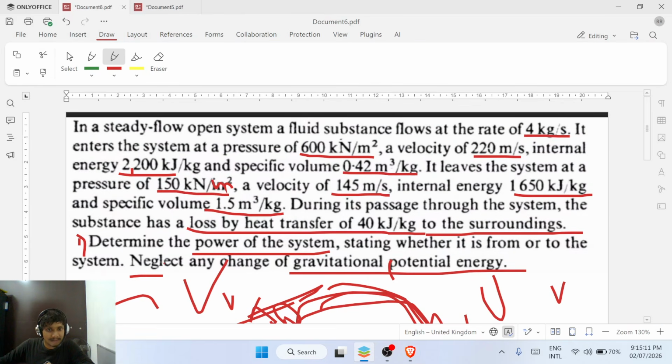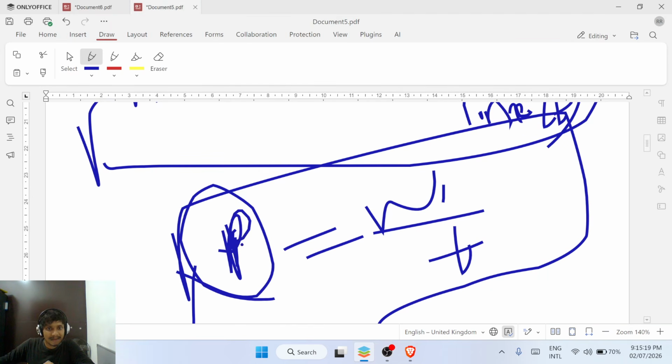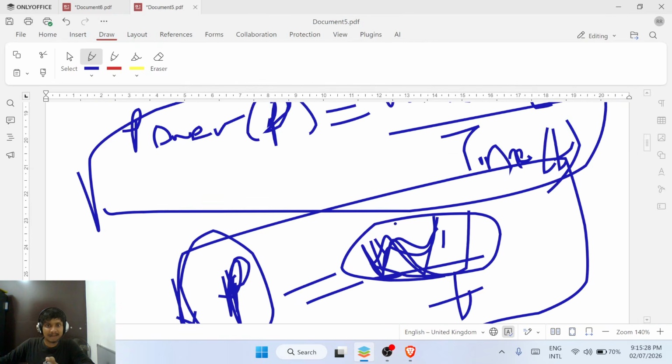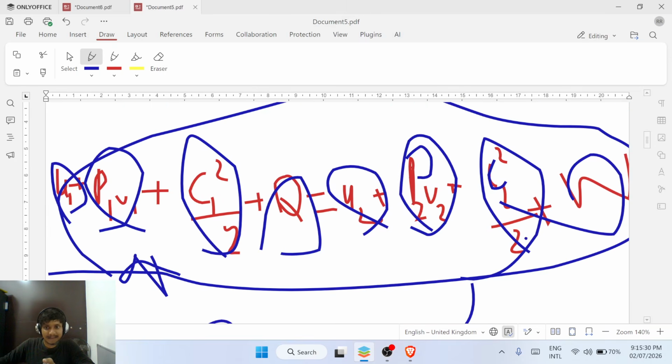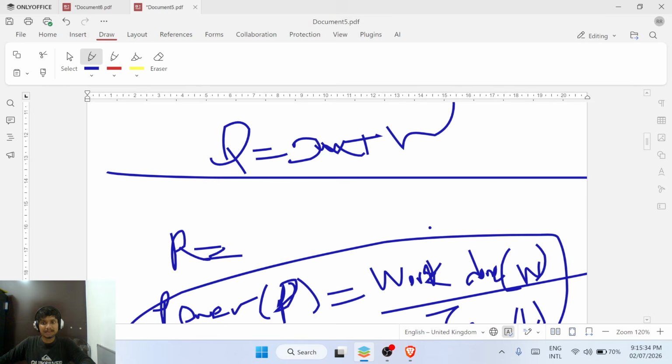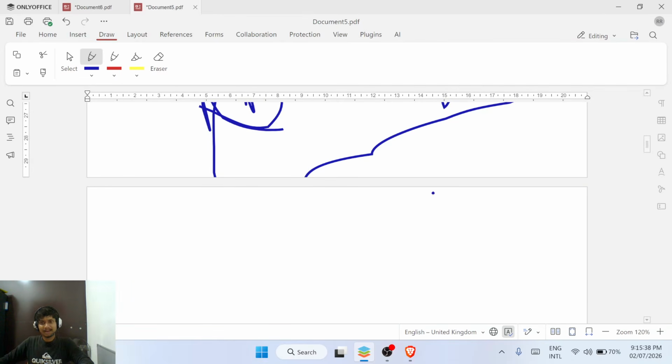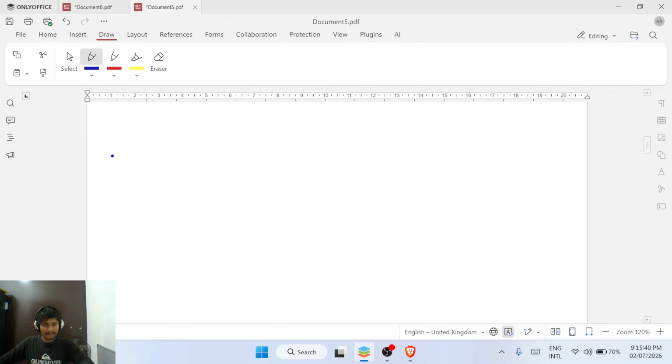We have to determine the power of the system. Therefore, we can find the power using our W. If we can find the W, we can find the W first using our steady flow energy equation. Therefore, we can find the W using the steady flow energy equation, and then we can find the power. First, we have to find the W.